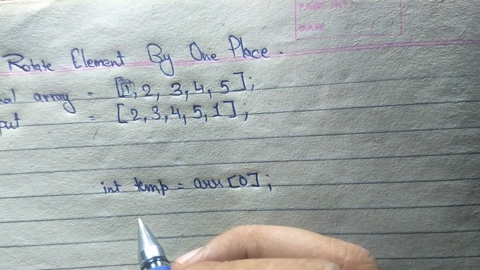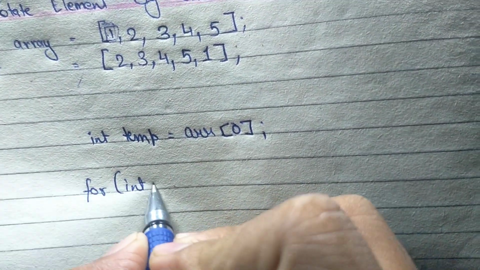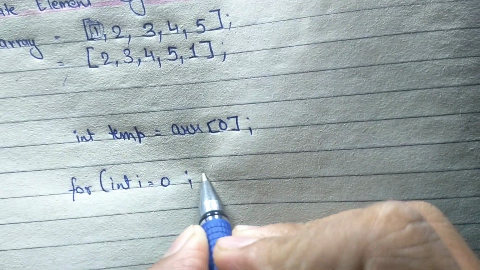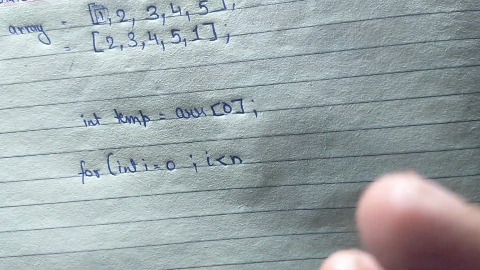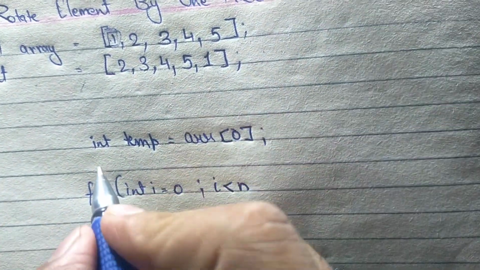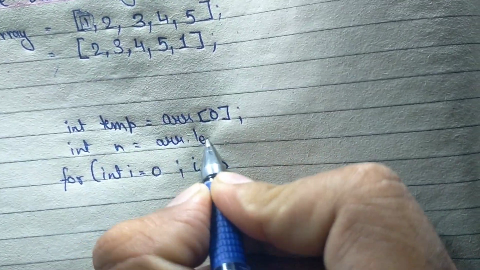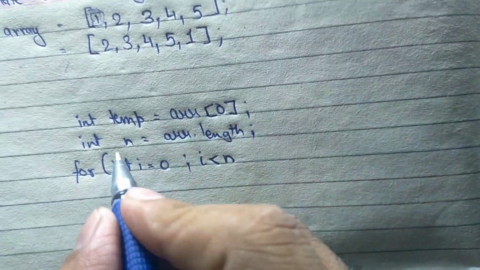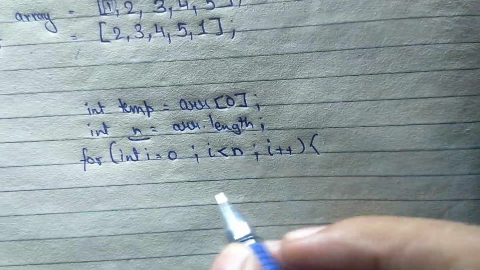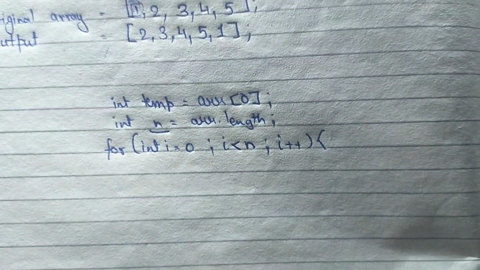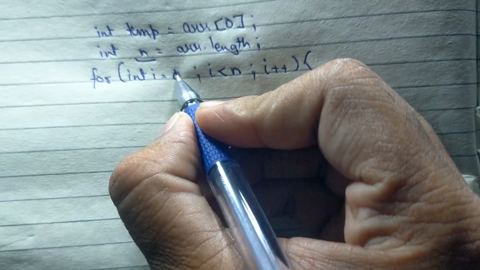After that, we should traverse the array, so int i should be 0, and i should be less than n. Here n is the length of the array, so we declare n as arr dot length. Then i plus plus, so here we are traversing the array. After that, it will start from 1.